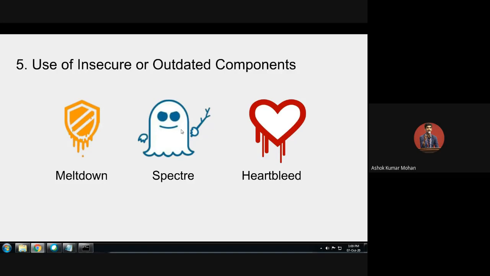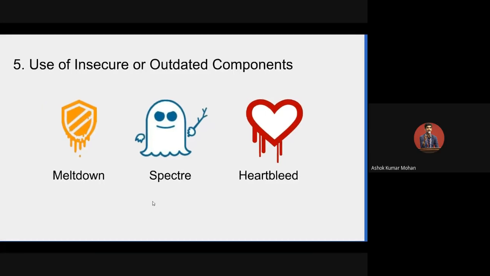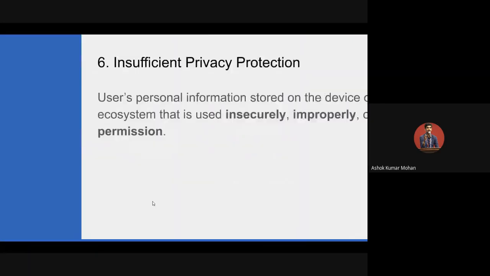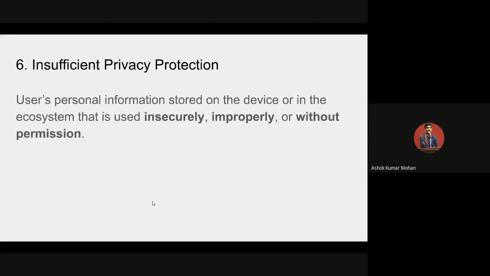So you can just go Google if you want additional details. I strongly recommend you Google the Meltdown, Spectre, and Heartbleed vulnerabilities. It'll give you additional information about what all the vulnerabilities are and how to find whether your website is vulnerable or your system is vulnerable.